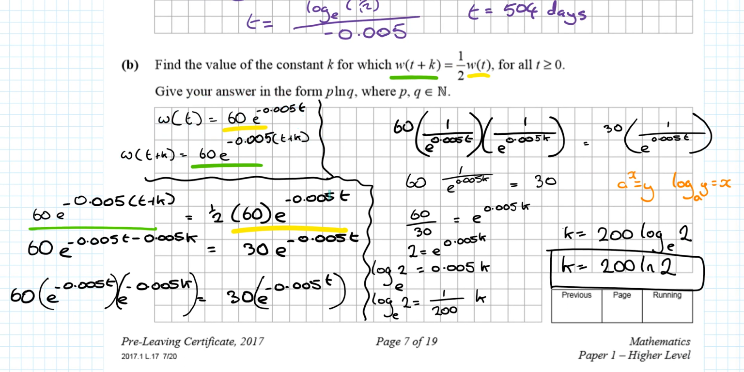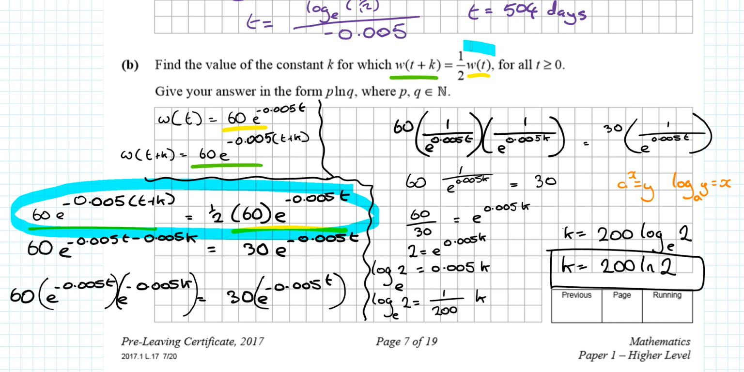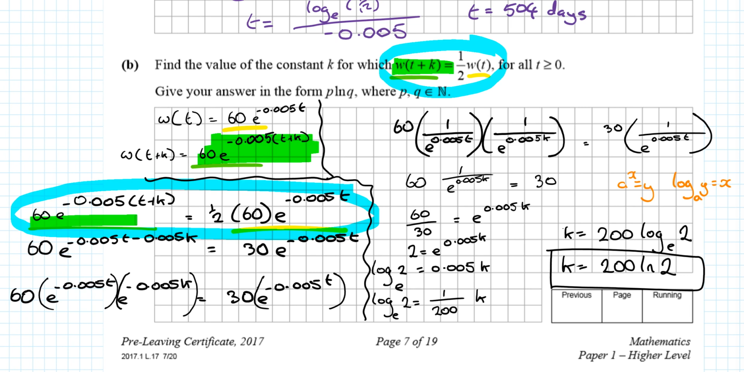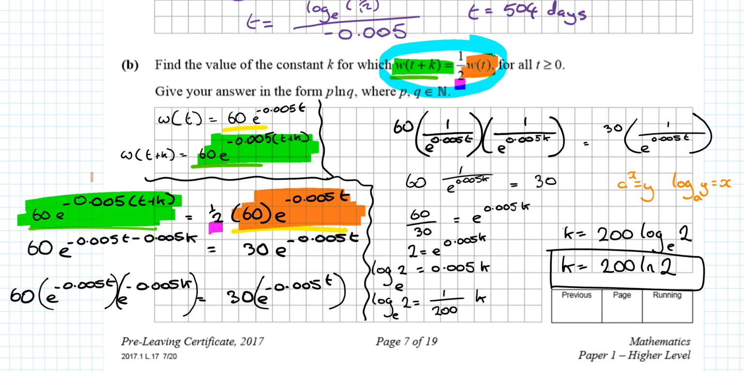So here, it is the same as this. Look, w of t plus k, a half, w of t. How many unknowns do I have? Well, actually I have two unknowns. It's t and k, but I would expect somewhere along the line for the t to disappear.